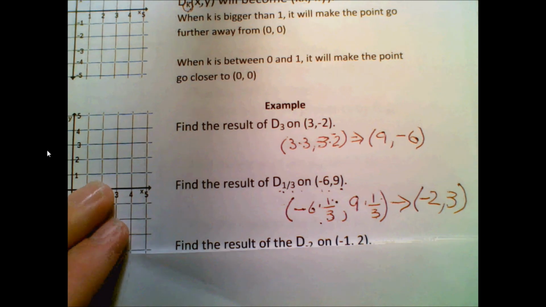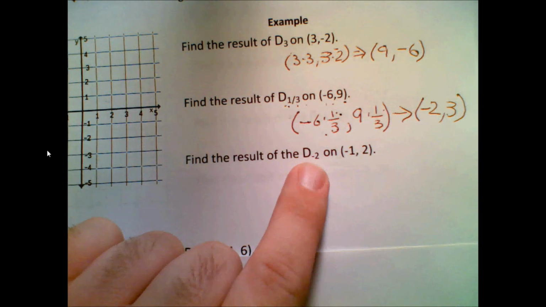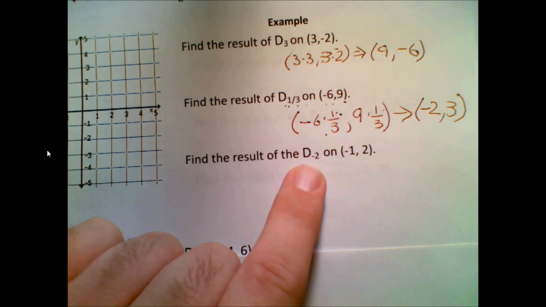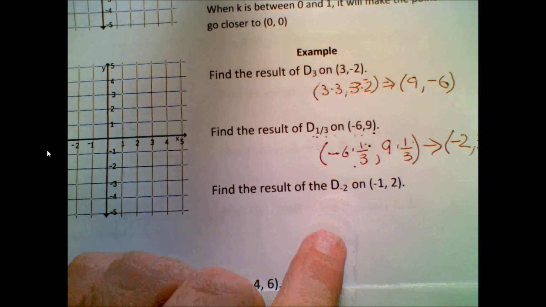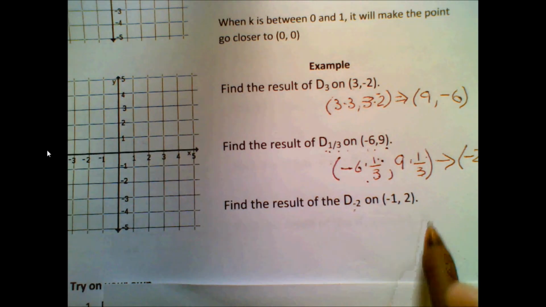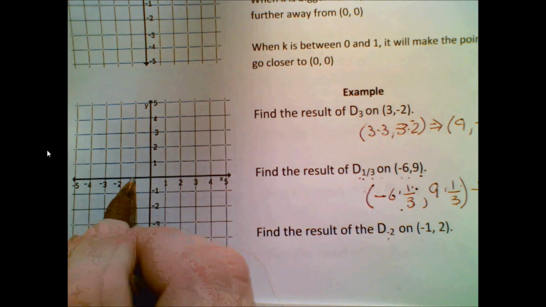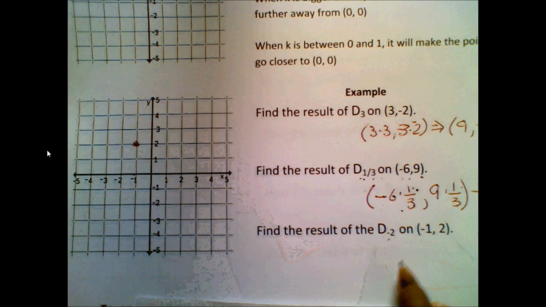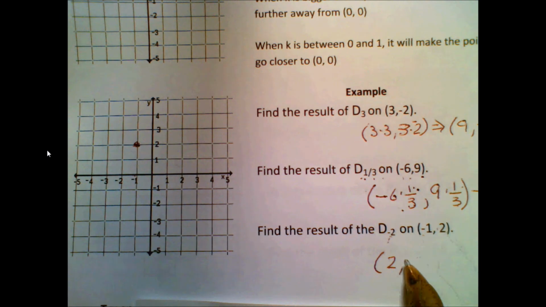One last thing: negative. When you're doing a negative dilation, it's one of those theoretical things that you really never use in life, but sometimes they randomly ask this. You do the same process. We start with (-1, 2). You're going to multiply each of these by -2. So -1 times -2 is 2, and 2 times -2 is -4.